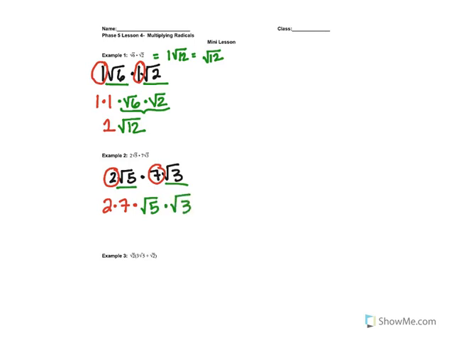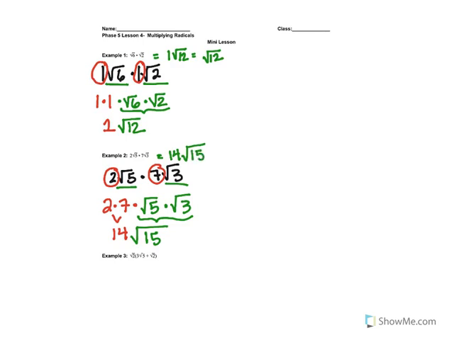When I do 2 times 7, that gives me 14. And when I do radical 5 times radical 3, that gives me the square root of 5 times 3, which is 15. So that's my answer. That means that 2 square root of 5 times 7 square root of 3 is simply 14 square root of 15.